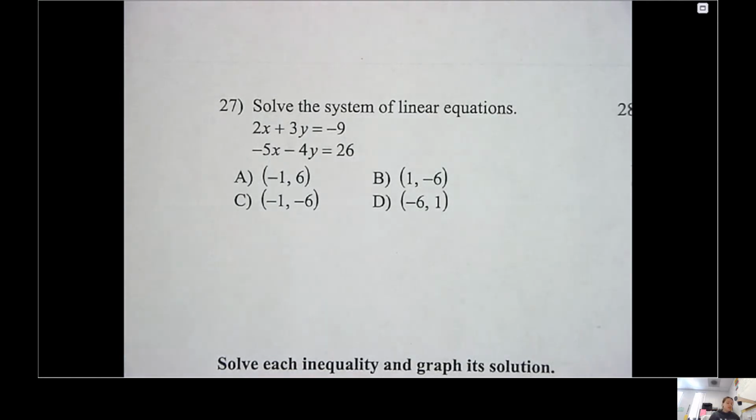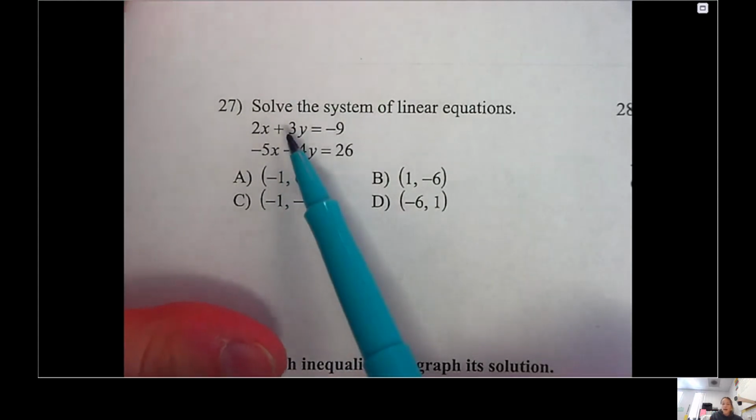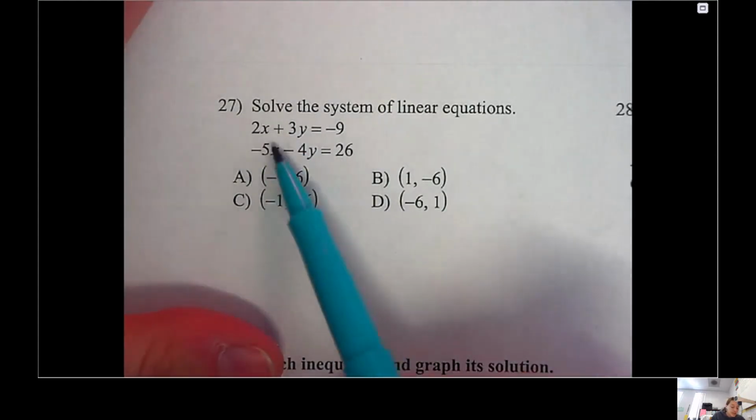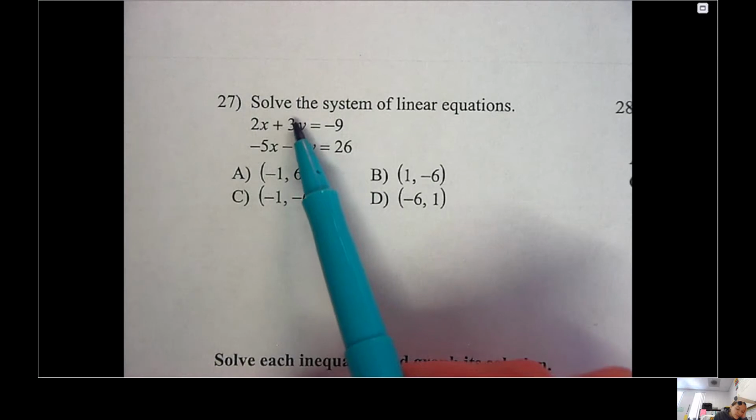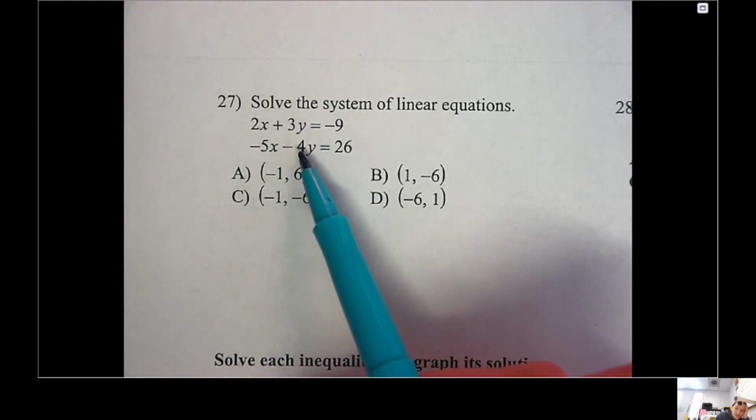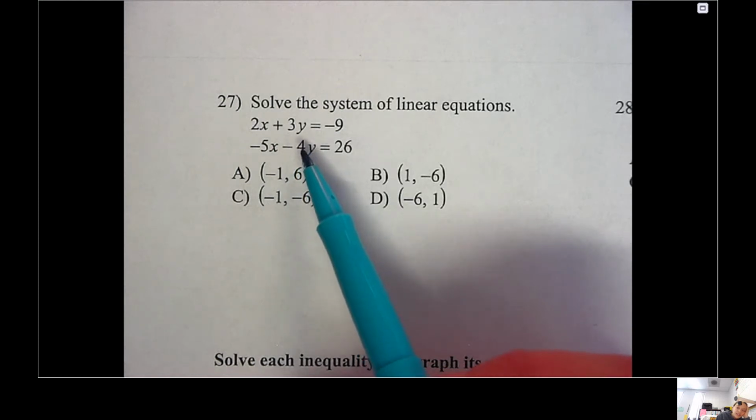So what I like to do is I say, okay, I'm going to either get rid of the x's or I'm going to get rid of the y's. And it doesn't matter which one you choose. I'm going to just choose the y's because I want to. To get 3 and 4 to cancel out, they'd have to be the same number, which means I can't subtract them right now, right, because they're not the same number. But I could multiply the equations, and that would help me get to being the same number.